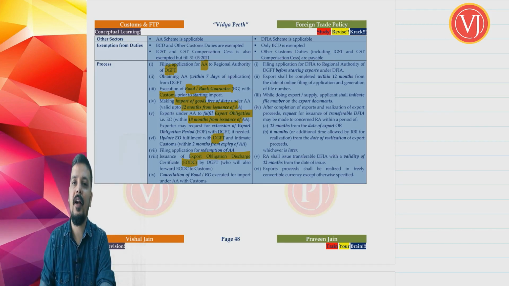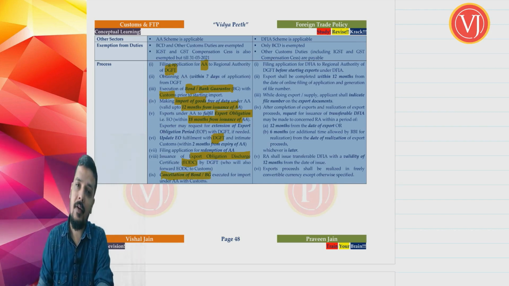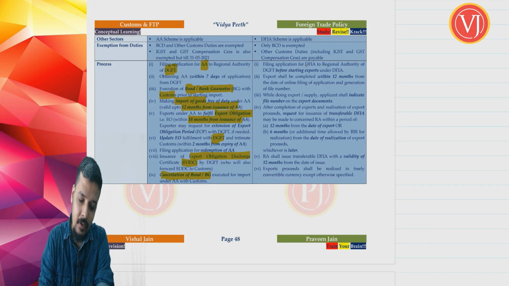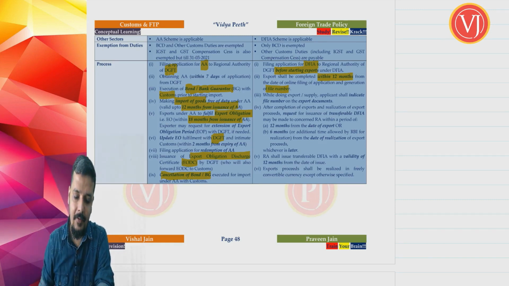Export obligation discharge certificate. You intimate this export obligation, and the customs will cancel the bond or bank guarantee that we have discussed. Now friends, what happens here is, first you apply for your duty free import authorization before starting exports, because first you have to prove your export performance. Thereafter you do your exports within 12 months from the date of filing the application for DFIA, that is duty free import authorization, and getting a file number.